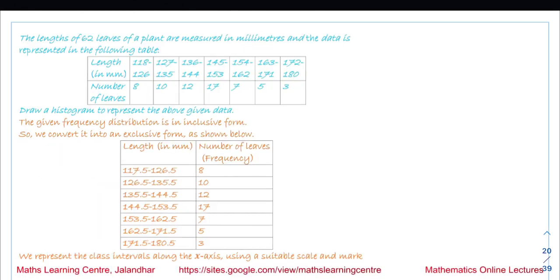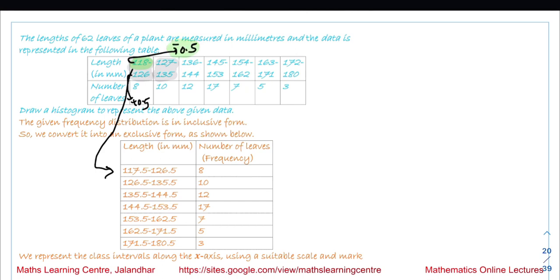Next, the lengths of 62 leaves of a plant are measured in millimeters, and the data is represented in the following table. The first interval is 118 to 126, next it is 127 to 135. This data is in the inclusive form, and we have to convert it to the exclusive form. We subtract 0.5 from the lower value and add 0.5 to the upper value. So our value changes to 118 minus 0.5.